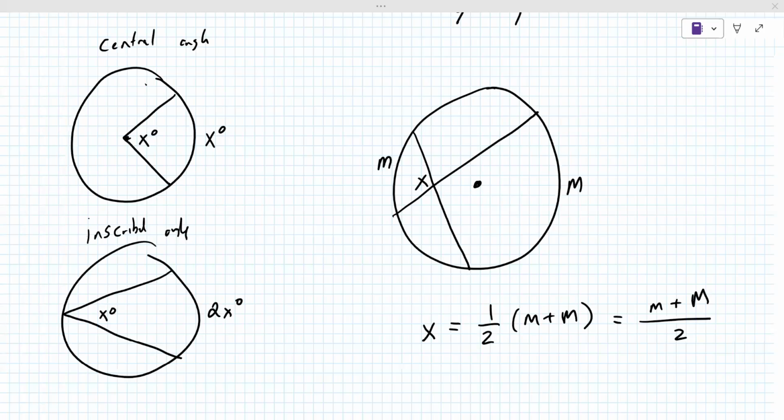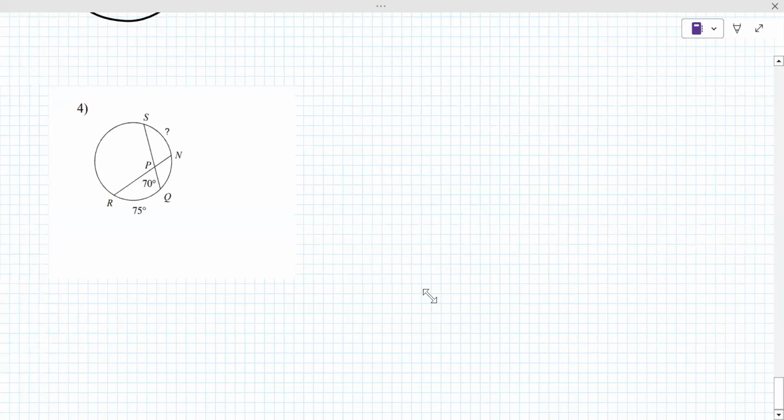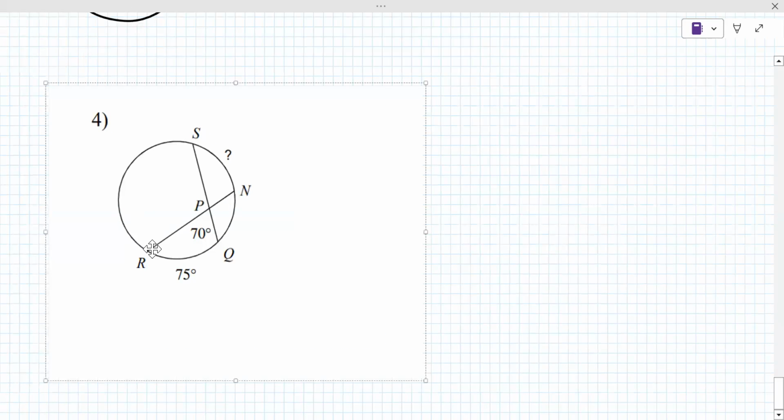Okay, so here's one for us to start with. It's going to be of that third type that we just talked about, this one over here on the right. So here you go. Here's a circle. They're giving you the measure of the arc from R to Q. They're telling you this is 70, and they're asking you the arc from S to N.